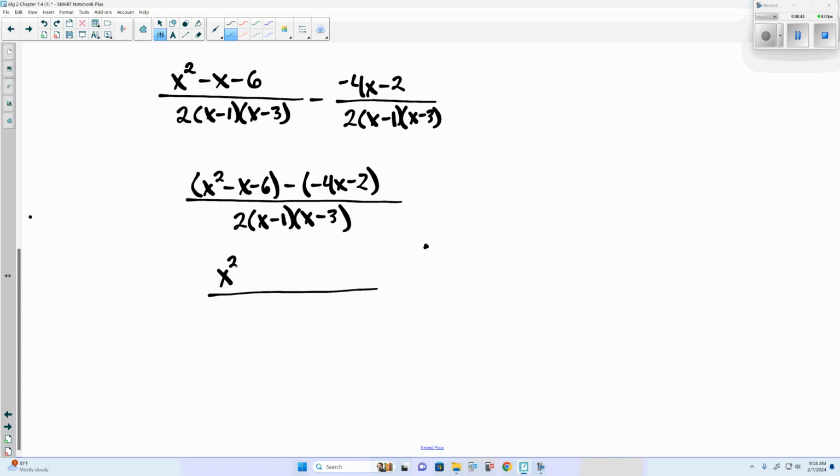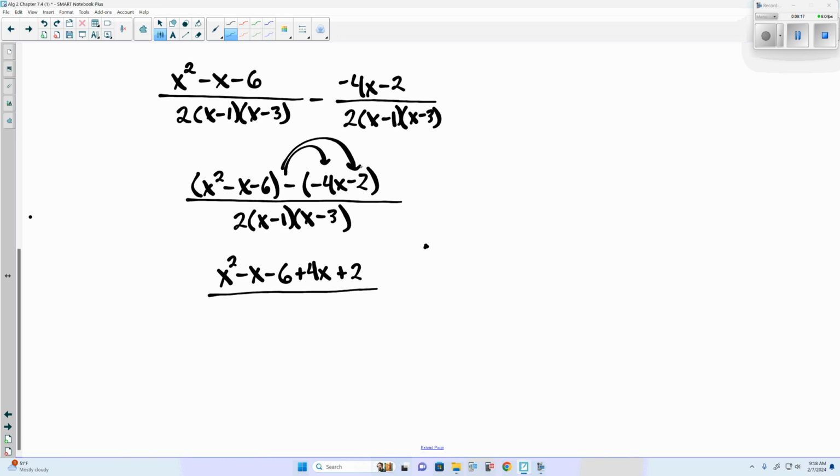Our first set of terms, our x squared minus x minus 6, signs are not going to change. Yes, because when we subtract negative 4x, when we subtract a negative, it becomes positive. So our minus negative 4x is going to become plus 4x. Our minus negative 2 is going to become plus 2. Because we have to distribute that negative through. We have to apply it to each term.